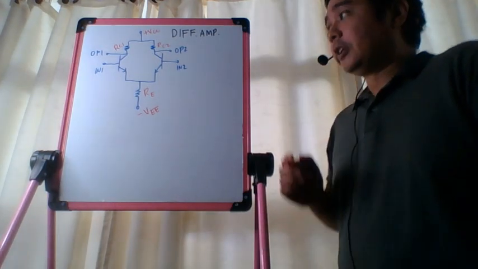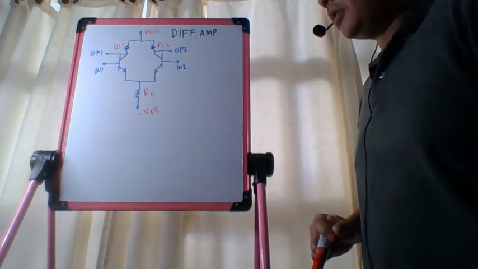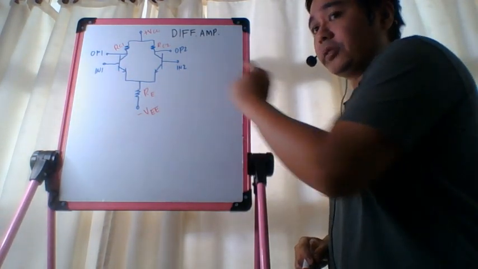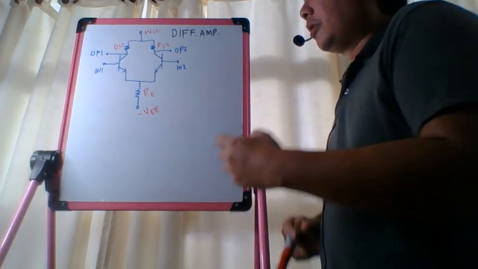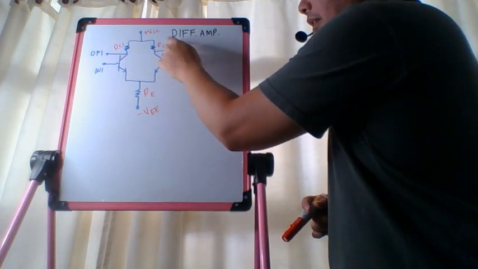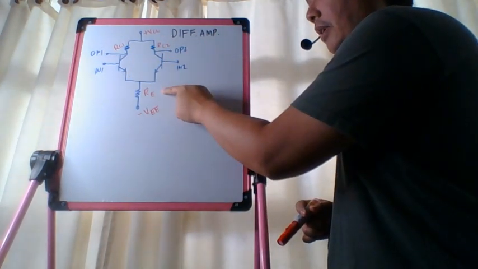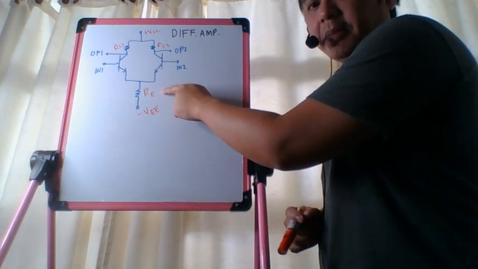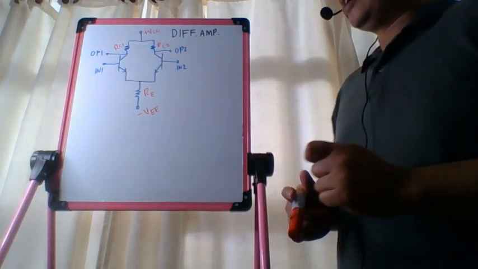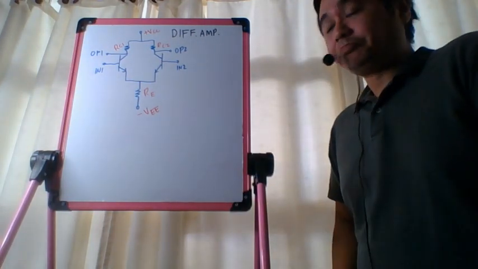diff amp. Meron tayong dalawang NPN na BJT. So ang itsura nila is face-to-face or magkaharap sila. We have RC1 and RC2 which are identical, and we have RE on the emitter terminal. Let us assume that the two transistors are identical.